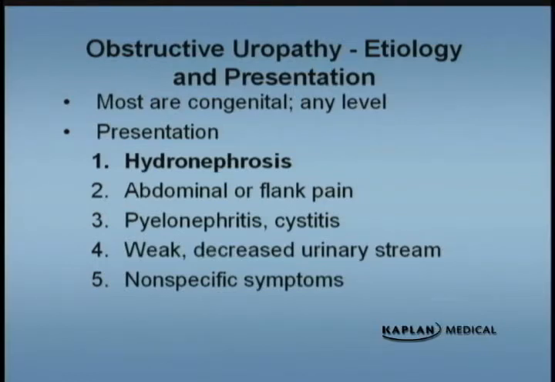It can present with abdominal or flank pain, sometimes with pyelonephritis. It can be picked up on follow-up of urinary tract infections. That's when you can sometimes start seeing obstructive uropathies. They can have a weak or decreased urinary stream because of the obstruction.